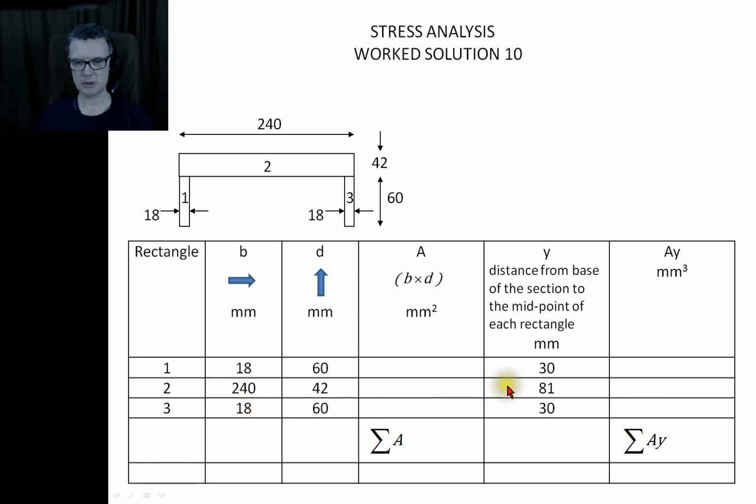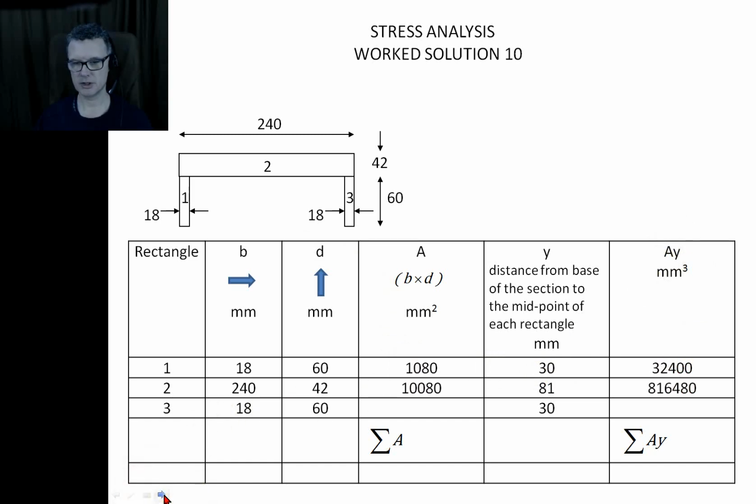Same as the previous result. While I'm going through, I could look for the centroids. The first centroid will simply have a centroid of 30, half the 60, and then the top one will have half the 42, so that's 21, plus the 60, which gives me 81. Next I can work out breadth times depth to find the area, and once I've got the area I can times it by my centroid to find my first moment of area.